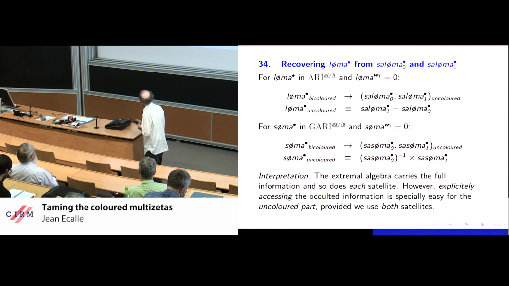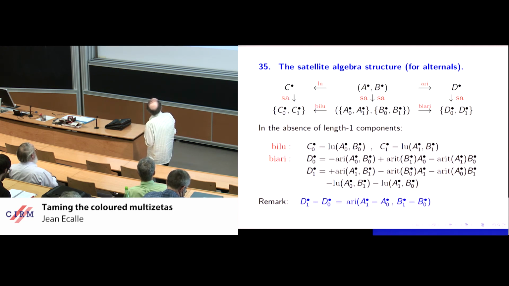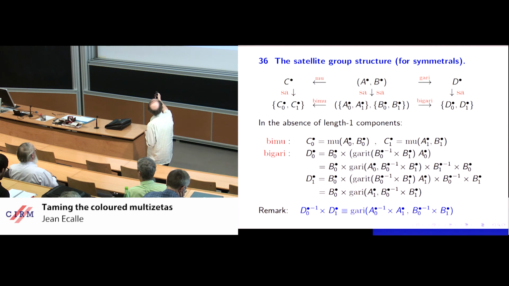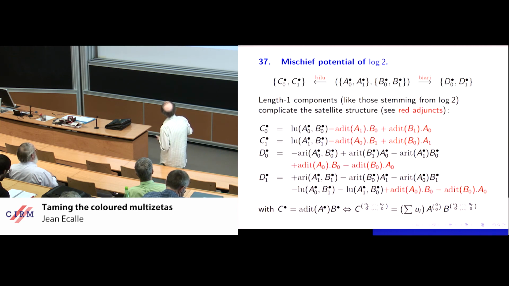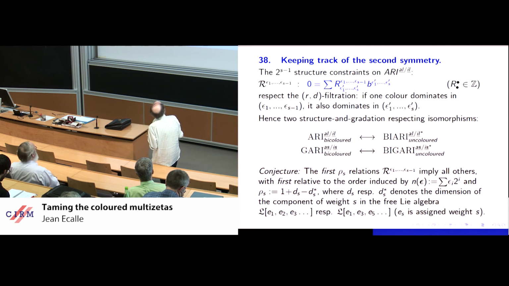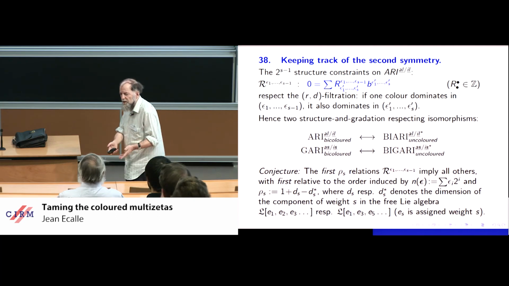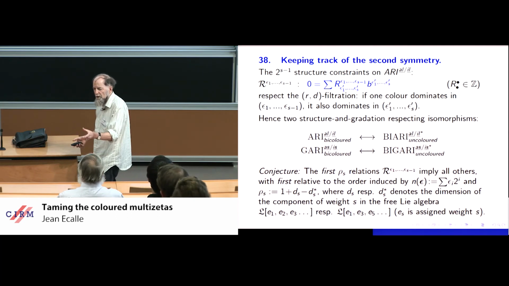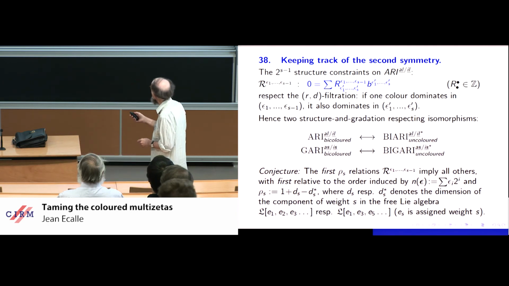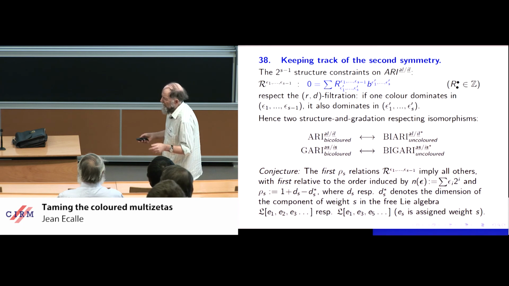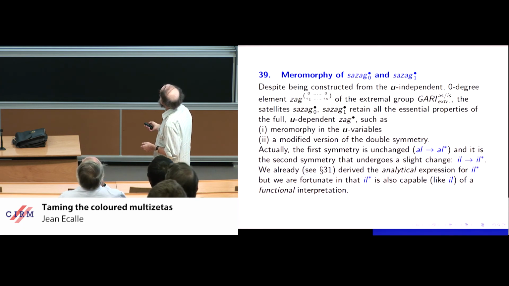And so this is it. Well, the group law, the ARI-GARI, this is without the complication of logarithm of 2, and with logarithm of 2, it's even more messy, but it simply restores the gradation. And then you can keep track of the second symmetry. It expresses itself in the satellites, not only for the difference, which is simply the uncoloreds, but for both satellites. And there are even many more things.